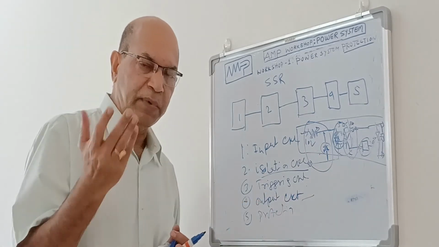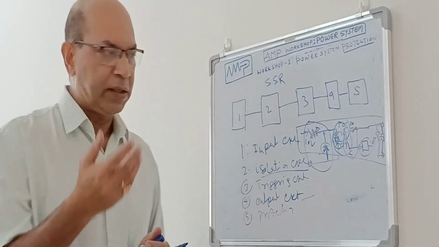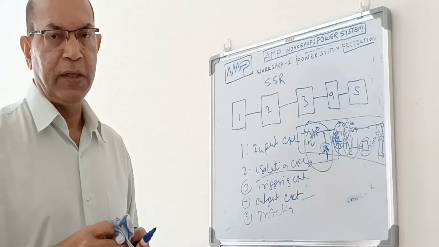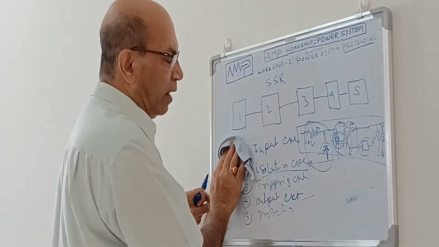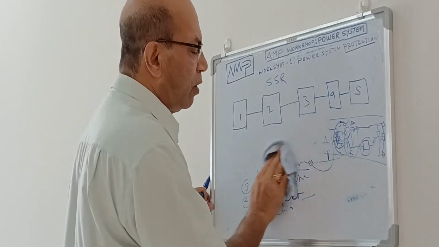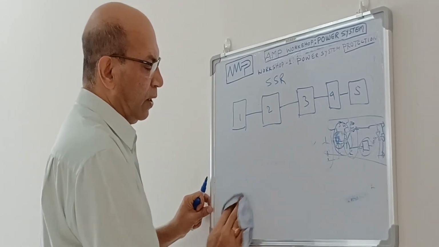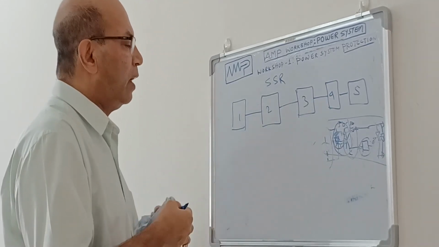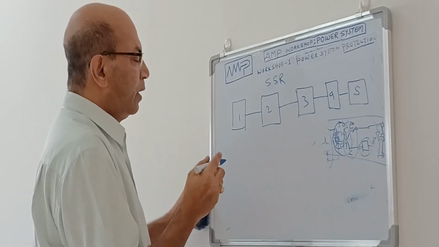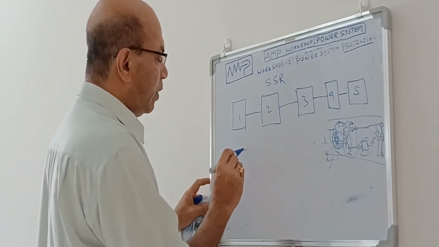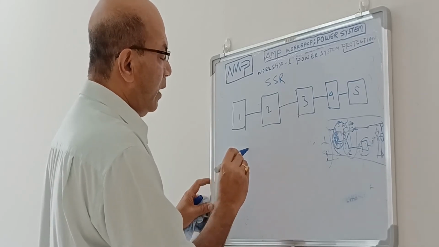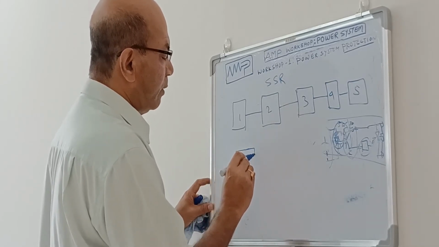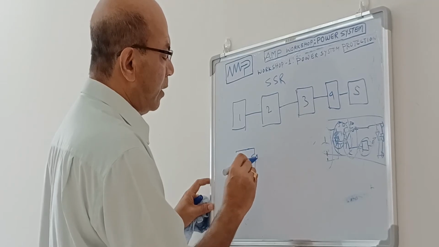There are different types of triggering circuit. There is a resistor triggering circuit. There is an RC triggering circuit. Then there is a unijunction transistor triggering circuit. I am drawing one of the typical RC triggering circuits over here just for understanding how a triggering circuit works. Suppose the supply is coming from here, a single phase AC supply. Then here we have a small variable resistor.